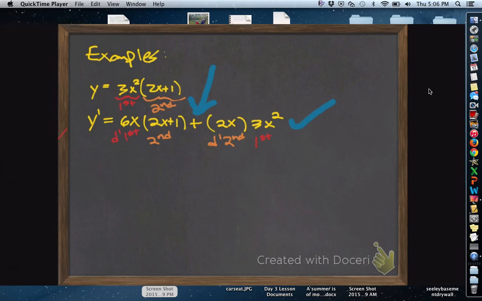Hard? Yeah, do you agree? Yeah, it is kind of hard. I know. It's the product rule. We taught you that the other day. We'll do that later.